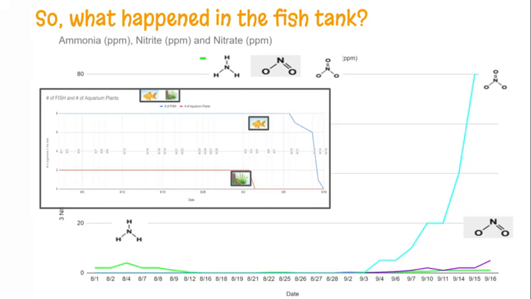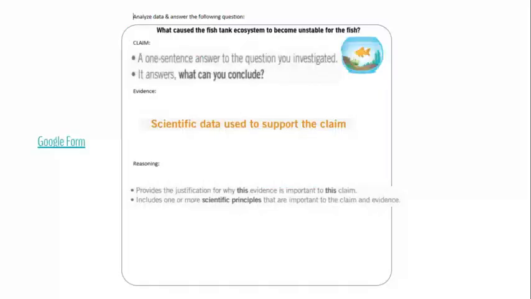So to end up our little activity, you are going to predict what happened to all of the molecules and the living organisms in the fish tank by doing what we call a claim evidence reasoning. And so we'll come back to all these graphs together. And what you're going to do is make a claim of what caused the fish in the tank ecosystem to become unstable. And so what happened in that fishbowl that made that ecosystem not sustain the lives of our fish?